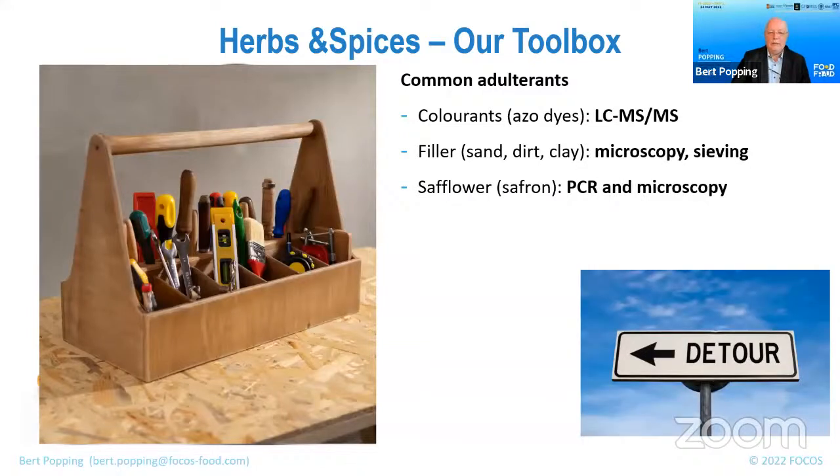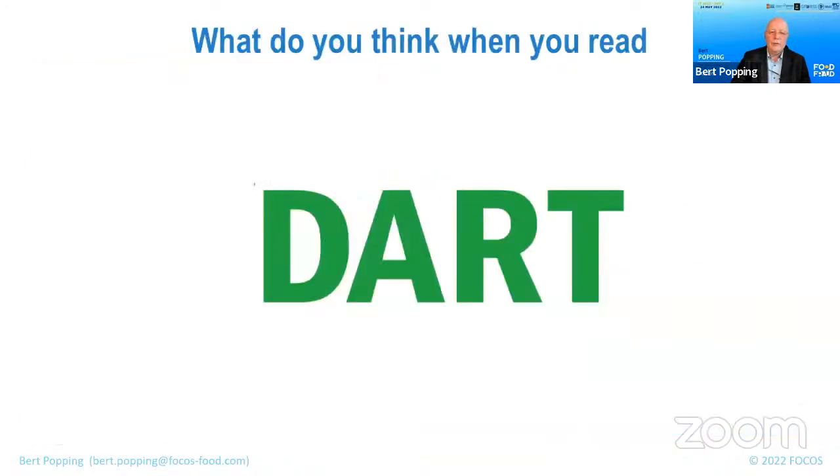But let's do a quick detour. I mentioned earlier that you are actually able to do food fraud detection at home in your kitchen. This is something that I thought was worthwhile showing. When you read DART, what are you thinking about? Well, being a scientist, the first thing that came to mind when I saw the word was direct analysis in real time, which is a mass spectrometry kind of test that uses ambient ionization, where you can shoot basically material into the mass spec and then it's being analyzed.